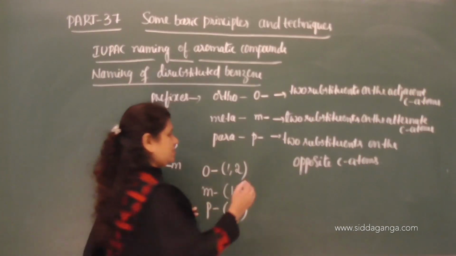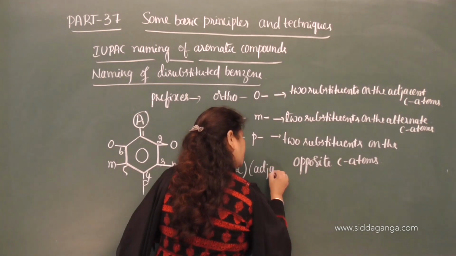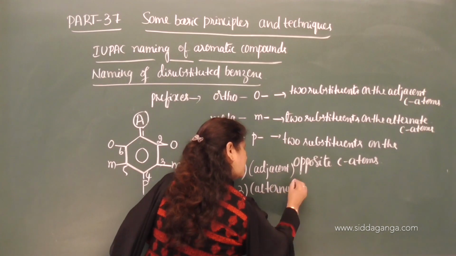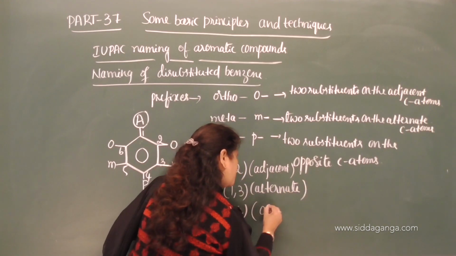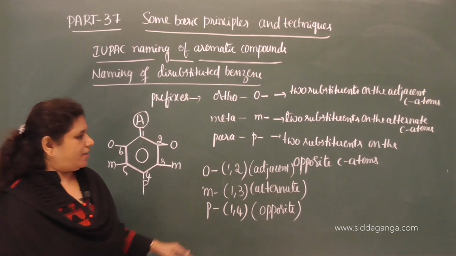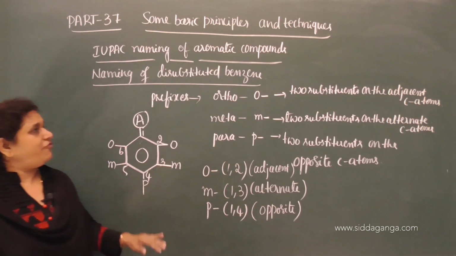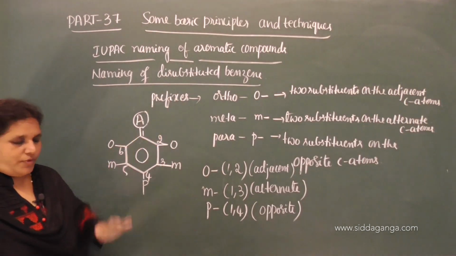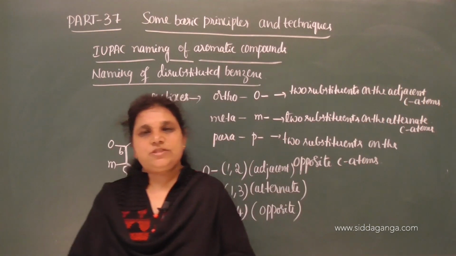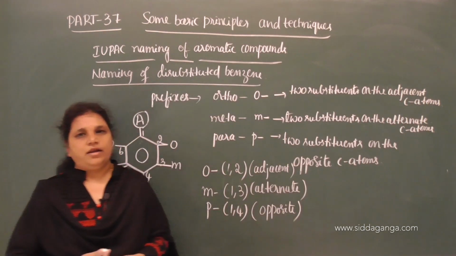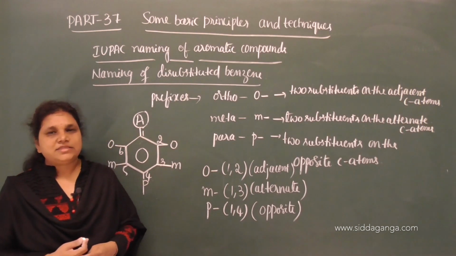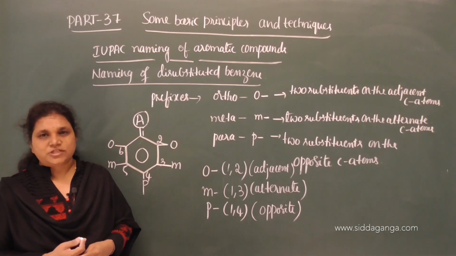1, 4 is para. 1, 4 that is para position. Opposite. So, this is adjacent, note down this, and this is alternate, and this is opposite, okay, clear. And this is about the naming of disubstituted benzene. So, whenever 2 substituent groups are present on a benzene, the positions of the 2 substituent groups or the functional groups are designated by using the prefixes ortho, meta, para, adjacent, alternate and the opposite positions.